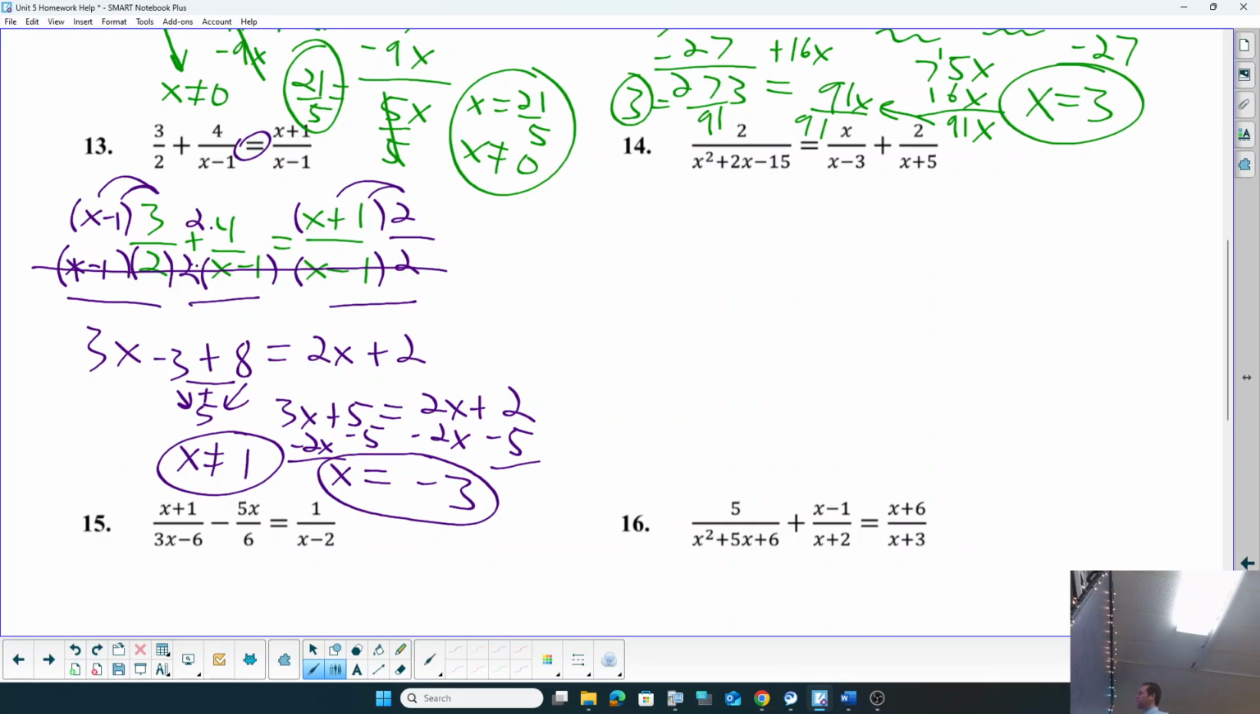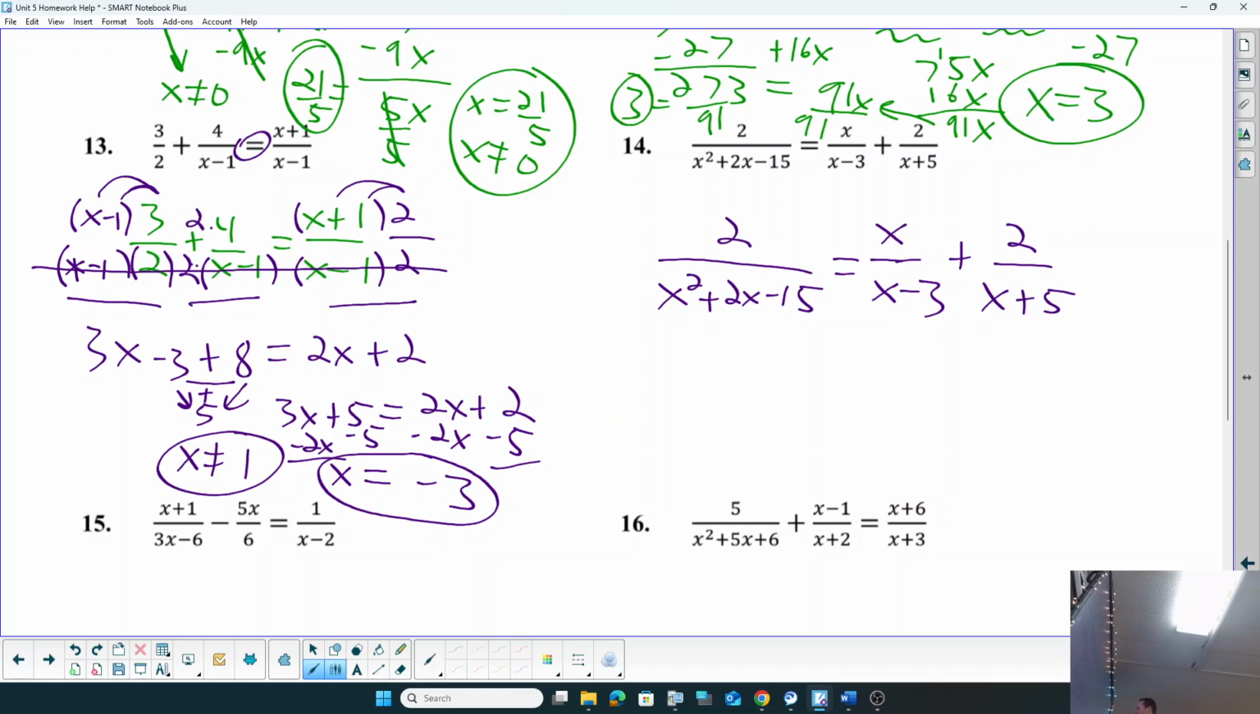Try 14 on your own. x squared plus 2x minus 15. Push pause. Try it on your own.